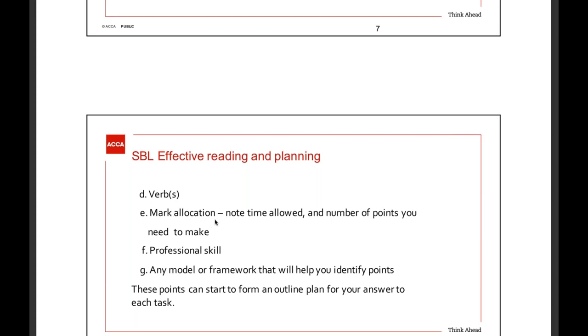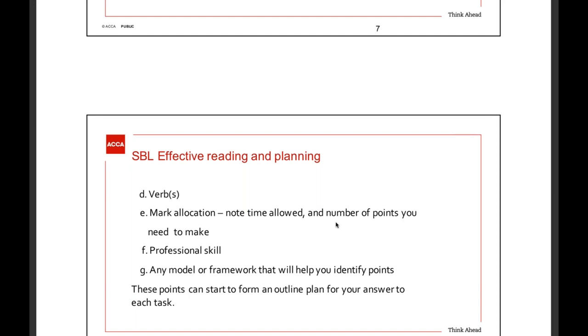And the next thing will be your mark allocation. Why is it crucial? Because that will tell you not just the time that is allowed for you to answer that particular question, but it also guides you on the number of points you need to make to answer it. As we went through some of the questions, when you look at your marks, let's say the marks is 15, find out how many minutes you are supposed to be answering that particular question.